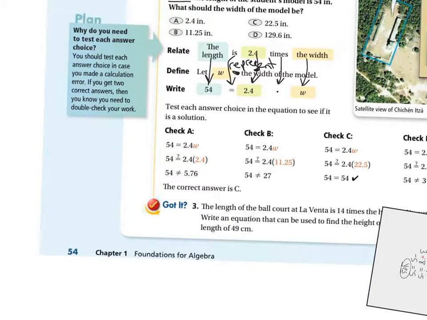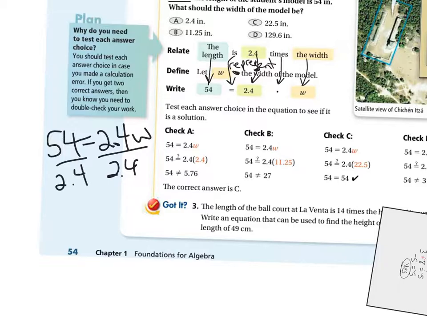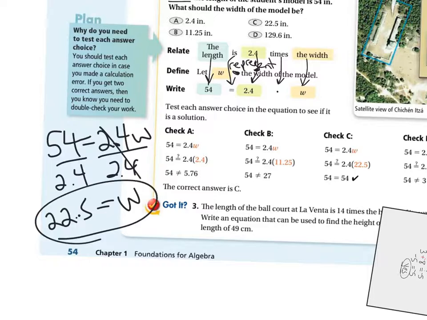Probably the more efficient method would be that we could say that the variable is being multiplied, so we can divide by 2 4/10. We can divide that out, and when you divide that out, you'll get 22 5/10. Okay? Especially if I would have to work this all out by hand, it's probably easier for me just to do one division problem than it is to do 4 multiplication problems.